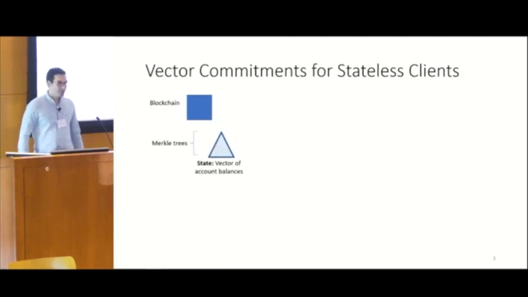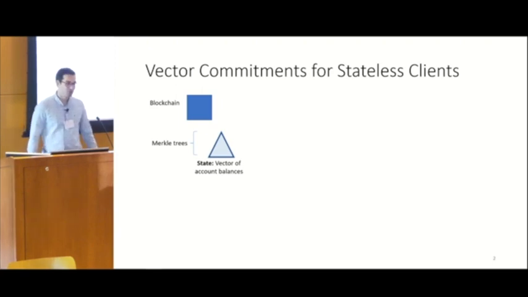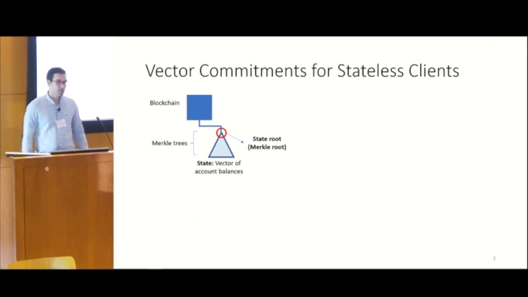So before I talk about the importance of efficient updates for vector commitments, I would like to start with an application of the vector commitments in the blockchain space, which is the stateless clients idea. So let's consider a blockchain that keeps track of the account balances of its users. So this vector of account balances constitutes the state of the blockchain, and the state is persisted in the form of Merkle trees. Now, the Merkle root of the tree is also known as the state root and is typically included in the block data.